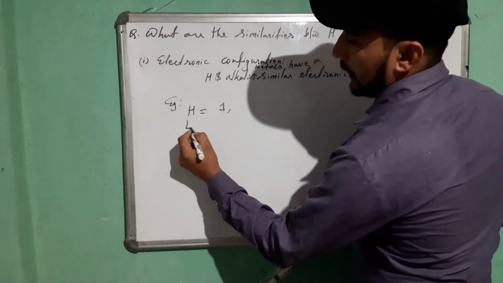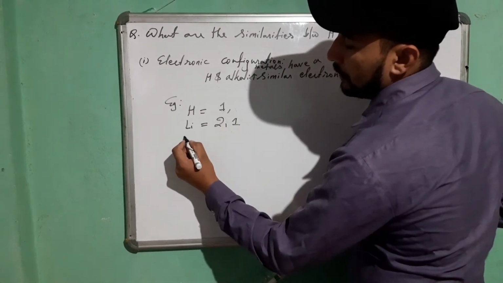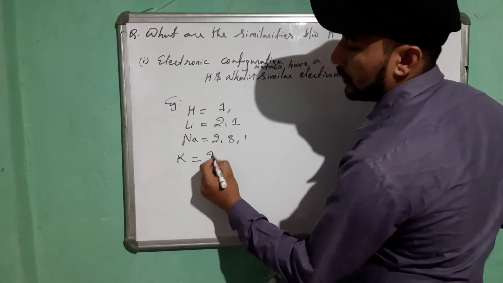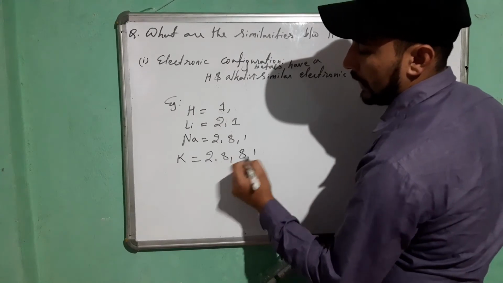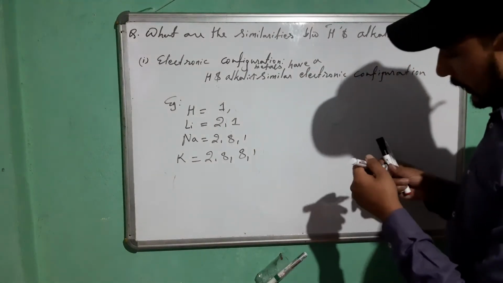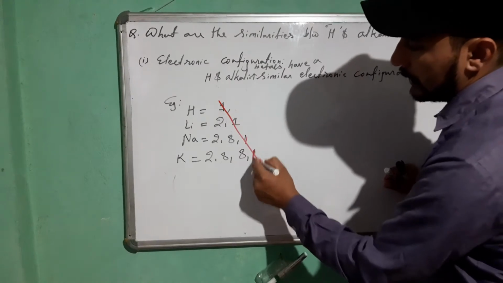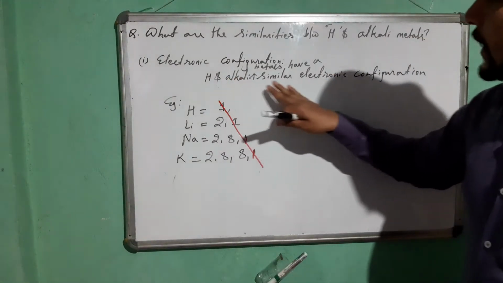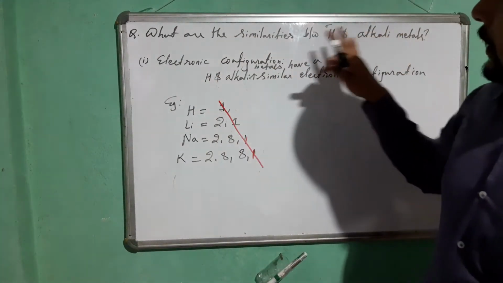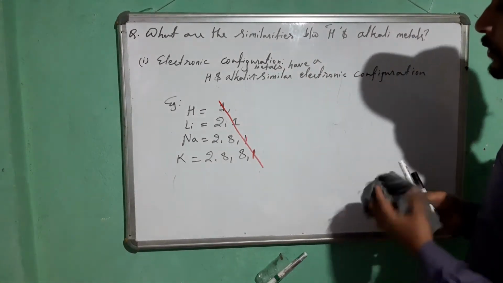Okay. Below that you have lithium. Lithium is 2, 1. Next you have sodium 2, 8, 1. Next you have potassium 2, 8, 8, 1. Next other elements are there. So there is 1 electron in the outermost orbit. See this. 1 electron, 1 electron, 1 electron. Okay. So hydrogen and alkali metals have similar electronic configuration. That's why this hydrogen is placed with alkali metals. Number 1 is that.